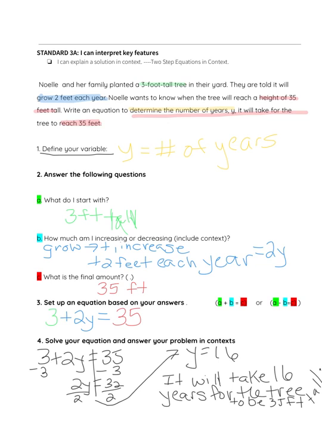Big thing, you guys. What do you need to remember? What is the most important part here? It will take 16 years. Okay, it's going to take 16 years, and we figured that out by using this step-by-step process to set up an equation for a real-world problem. Now let's try another one.